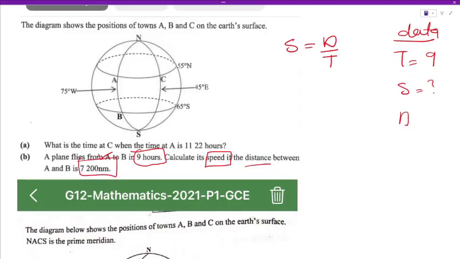So meaning your distance is 7,200. So plug in what you know. Speed we don't know. What is the distance? 7,200 over time is 9 hours. Okay, now you need to figure out how many times does 9 go into 72. Okay, here's the thing.